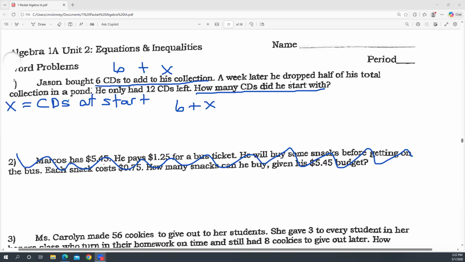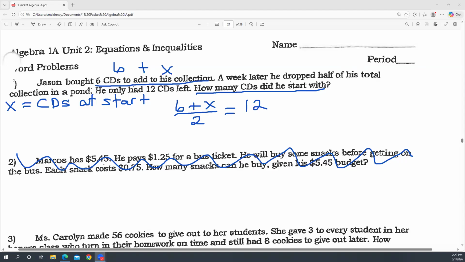Then it says a week later, he dropped half. Well, half means divide by 2, right? It says his total collection. That's just reminding us that we added together the 6 and the X. He dropped half of them. So we're dividing his collection by 2, and that left him 12. So what was that equal to was the 12.